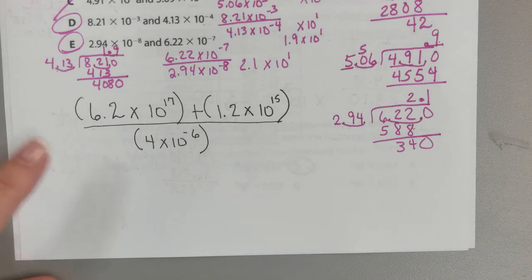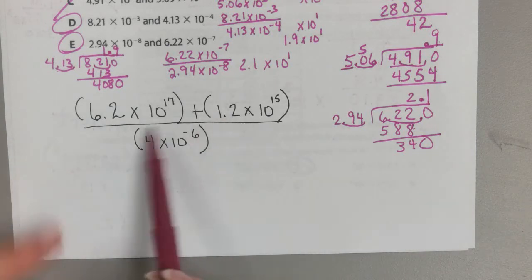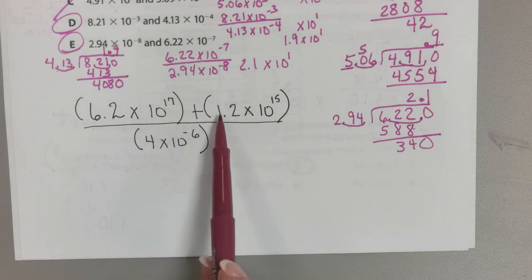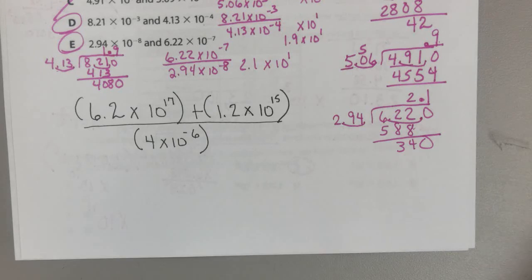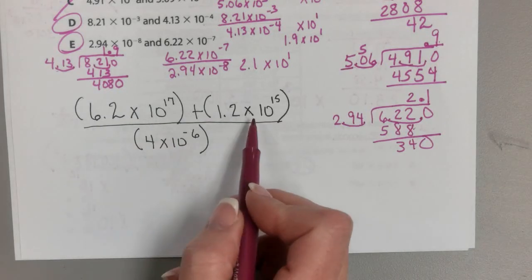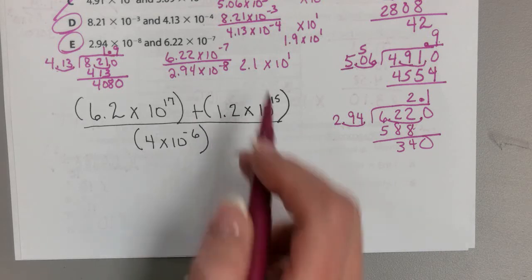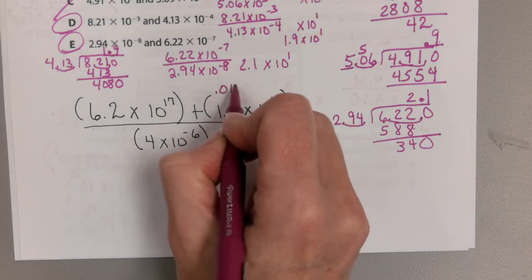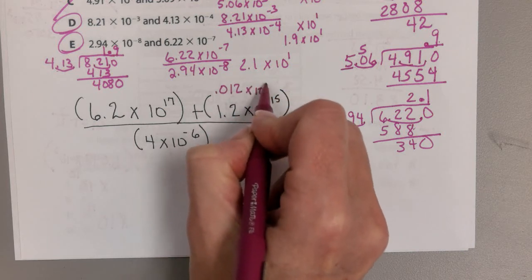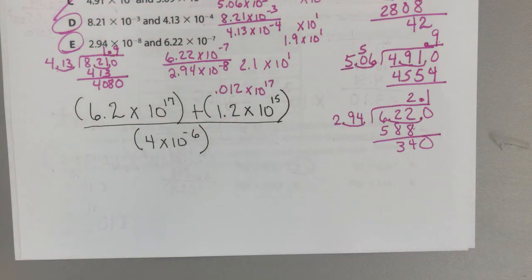All right, then this one, pretty easy after all of that. All you had to do was add and then divide. So before we can add, what have you got to do? Yeah, got to get my exponents to match. All right, so do you want to go big or go small? Go big. So that means this is really going to be 0.012 times 10 to the 17.